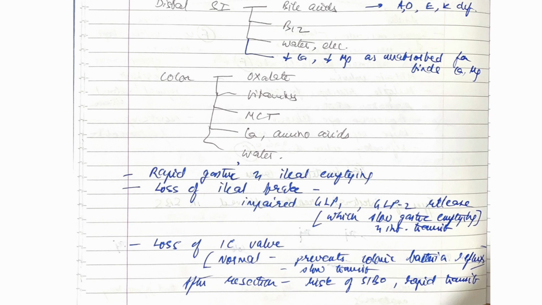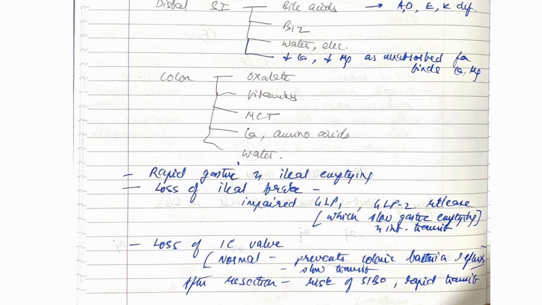The mechanism by which the short bowel syndrome occurs is rapid gastric and ileal emptying, loss of an ileal brake because of impaired GLP-1, GLP-2 release, which slows the gastric emptying and slows the intestinal transit. Also, loss of ileocecal valve.